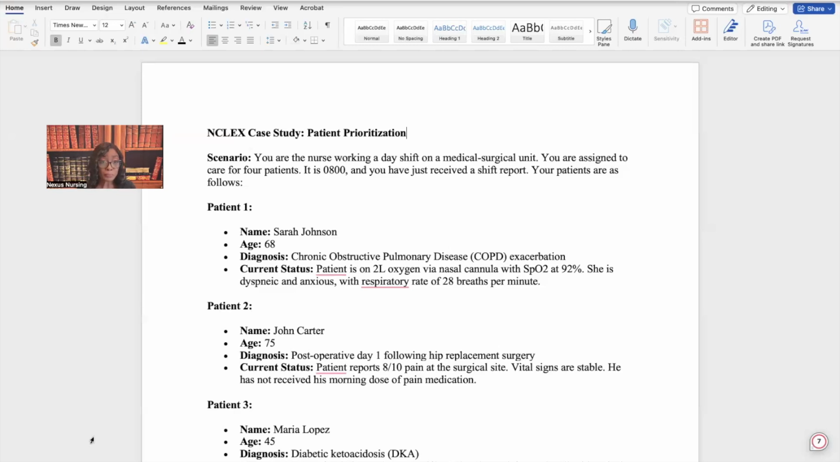So let's start. Here's a scenario. You're the nurse working the day shift on a medical surgical unit, and you're assigned to care for four patients. It's 8 a.m. and you just received shift report. Your patients are as follows. Patient one, Sarah Johnson, 68 years old, diagnosis COPD. Current status, patient's on 2 liters of oxygen via nasal cannula, O2 sats 92%. She's dyspneic, anxious, respiratory rate 28 breaths per minute.